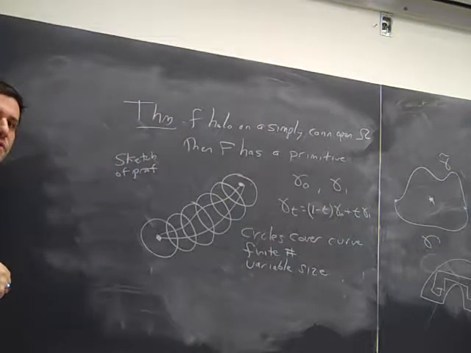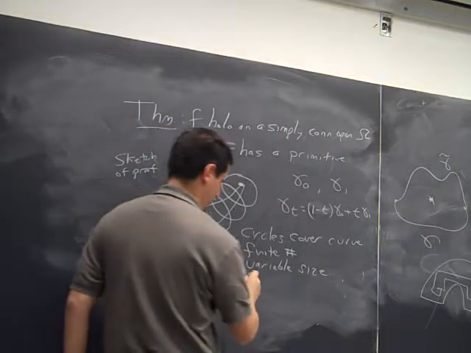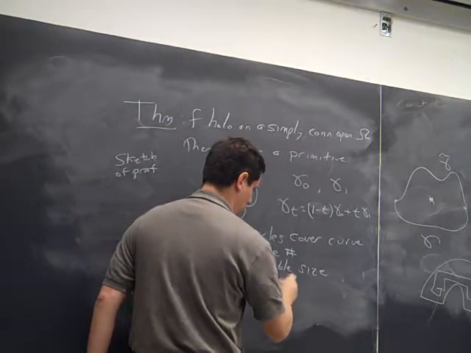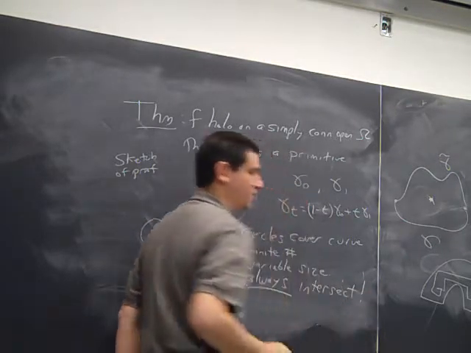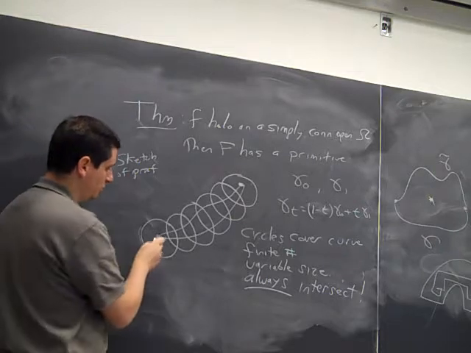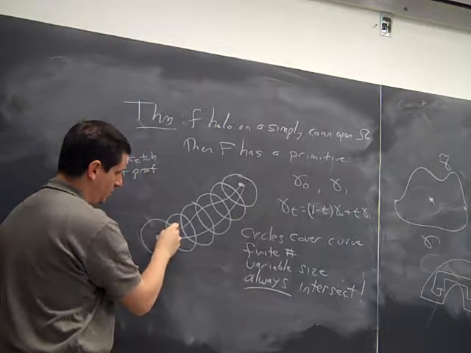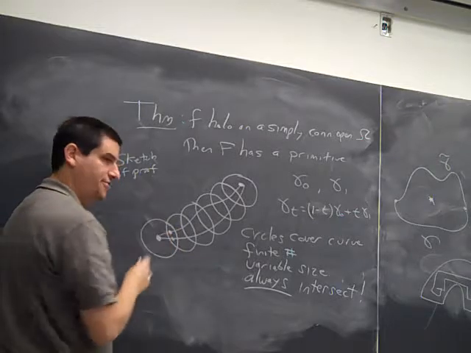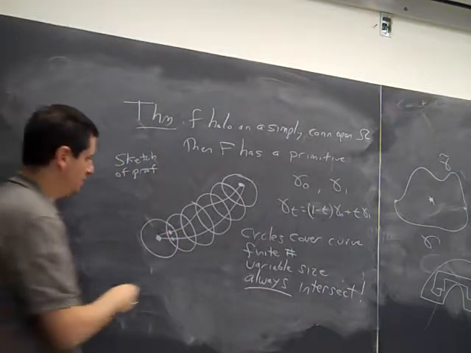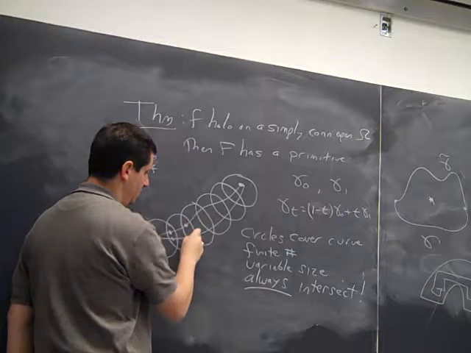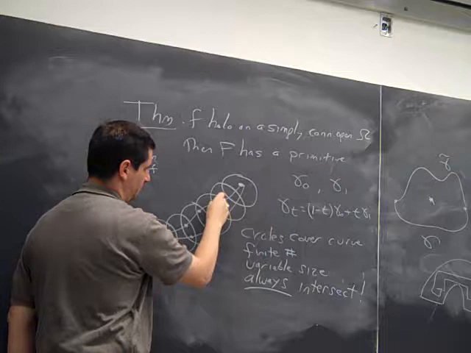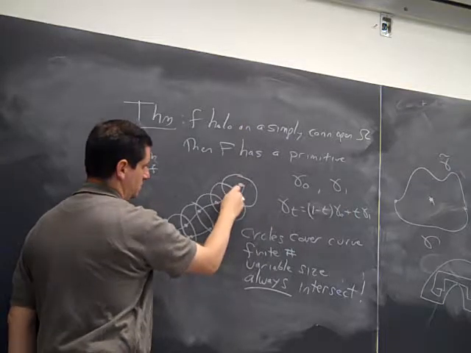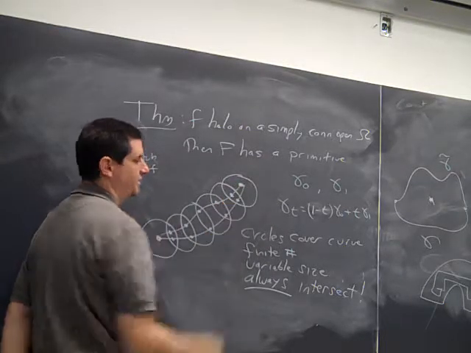There's one additional property of these circles that I care about. They intersect. Always intersect. So that's extremely important. So what I can do is take 2 points here that are in the first circle and the second circle. Then I'll take 2 points here that are in the second circle and the third circle. Then I'll take 2 points here. And I'll march down like this.